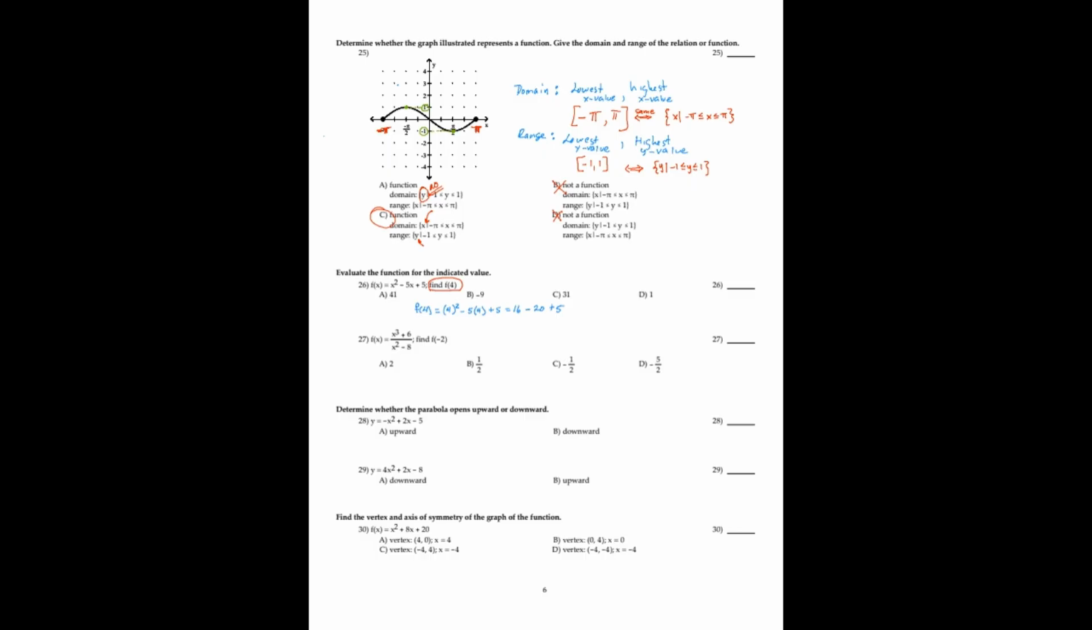Now, what is 16 minus 20? Minus 4. Plus 5. Minus 4 plus 5? 1. So what is f of 4? 1. So what should be the right answer? Should be answer D, right? So 4 squared 16 minus 4 times 5 is minus 20. 16 minus 20 is minus 4, plus 5 is 1. So f of 4 is 1.